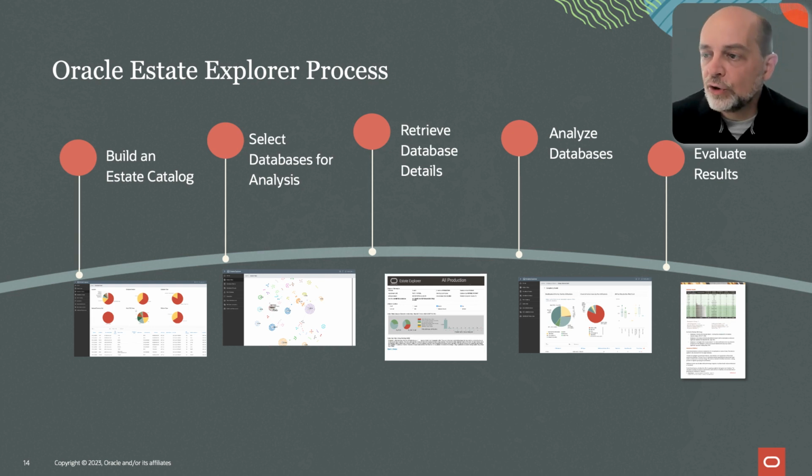So in terms of running the tool itself, it really splits down into 5 stages. So the first thing is that you build a catalog of all of the databases that you have, and we can take that information from Enterprise Manager or from other configuration management tools. And then within the application, you can look at that business and technical context and select the databases that you want to do a much more detailed analysis on.